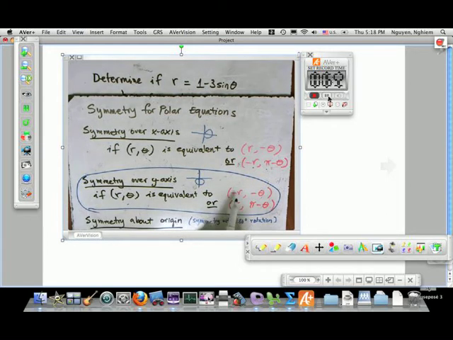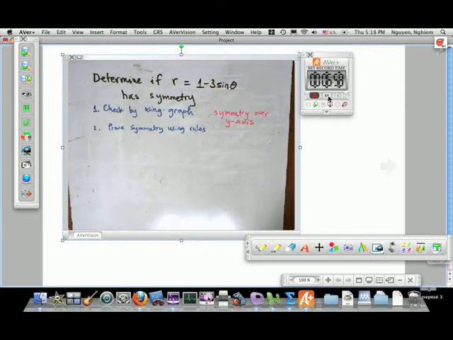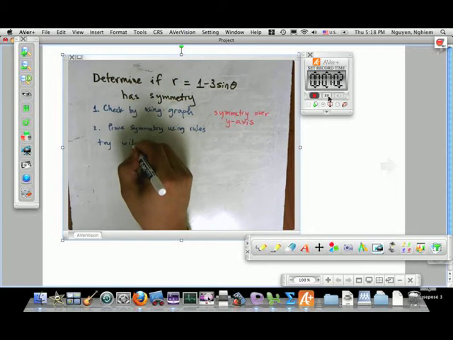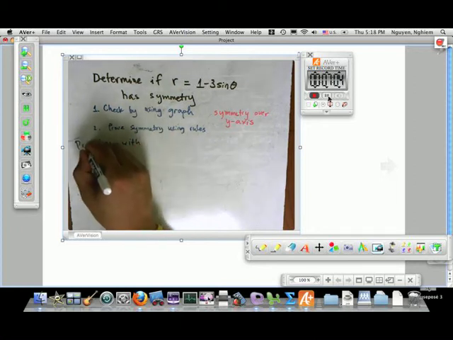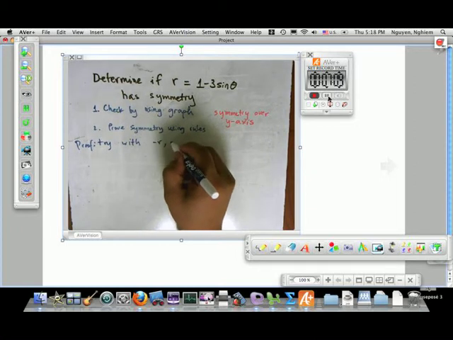I can replace r with -r and theta with -theta. Okay, so I'll write it over here. So we're going to try our proof with -r and -theta.